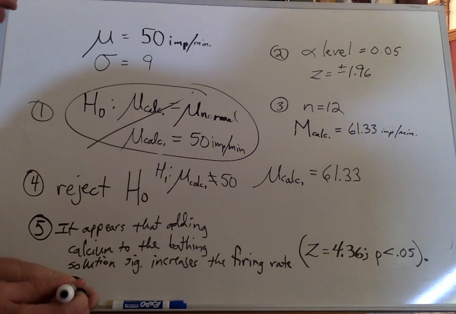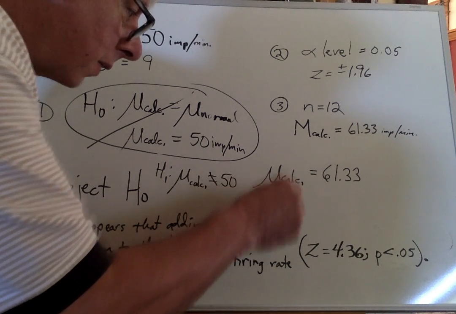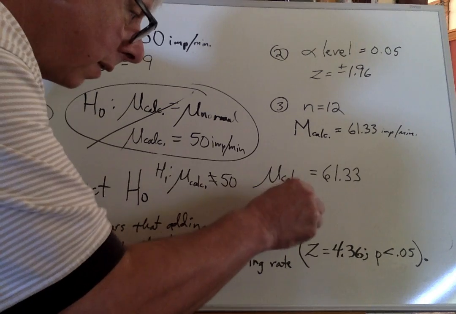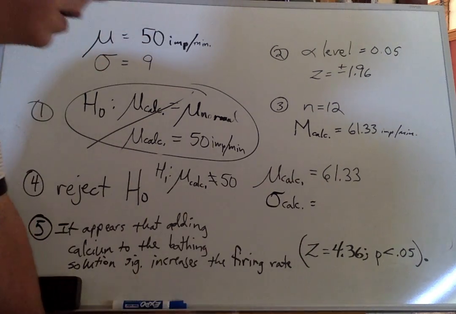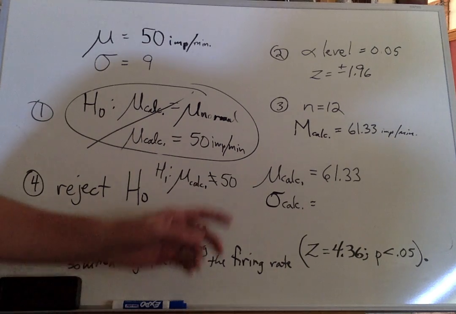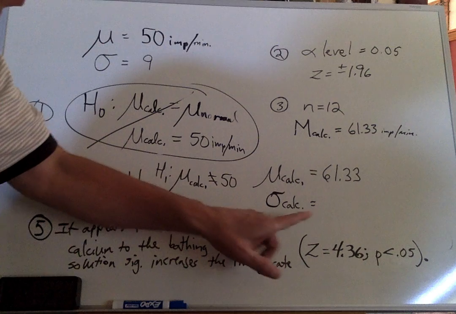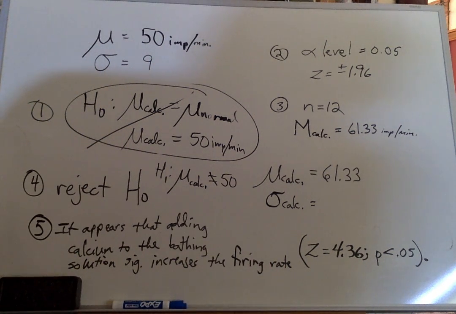But of course, to describe a population, I want to know the mean and I want to know the standard deviation, right? Our gold standards. So the guess for my mean for the population is 61.33 based on the sample. What about my guess for the calcium standard deviation? Well, this is a tough one.